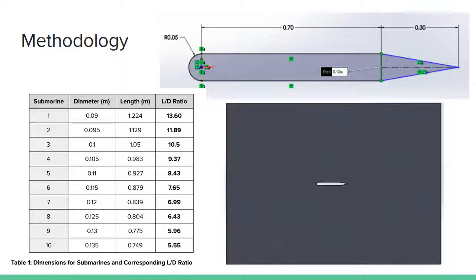Each SOLIDWORKS model was a two-dimensional cross-section of the three-dimensional submarine. I created a sketch for each submarine as shown in the top right corner. Following, I extruded a rectangle around each submarine and cut the hull shape out, as shown in the bottom right image.